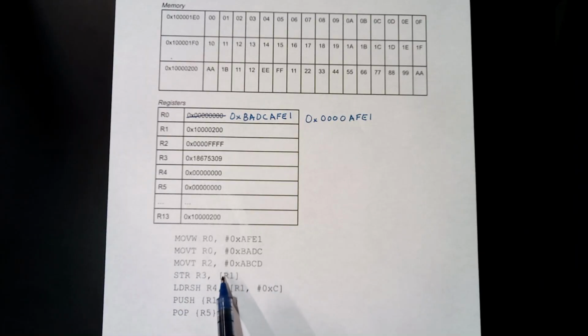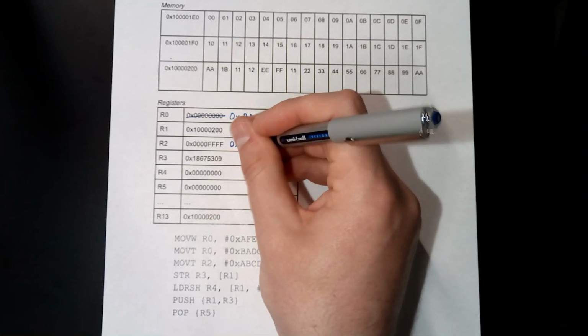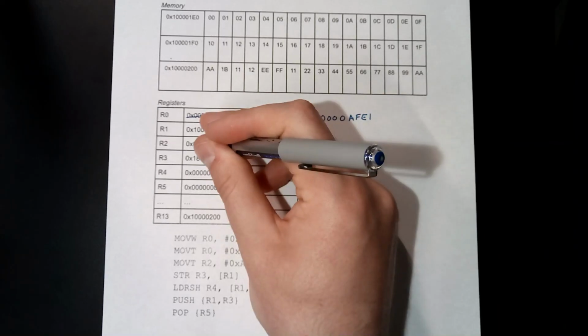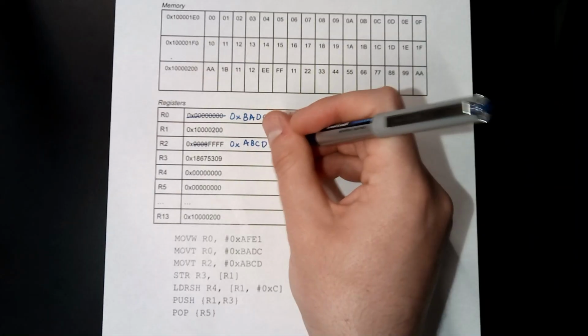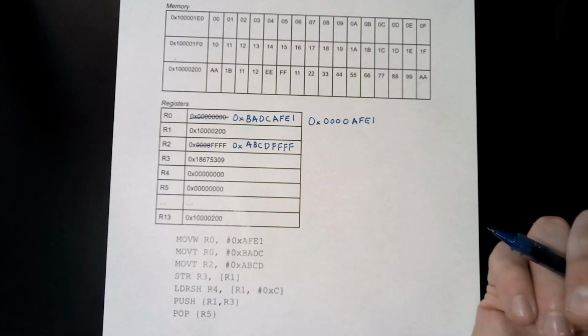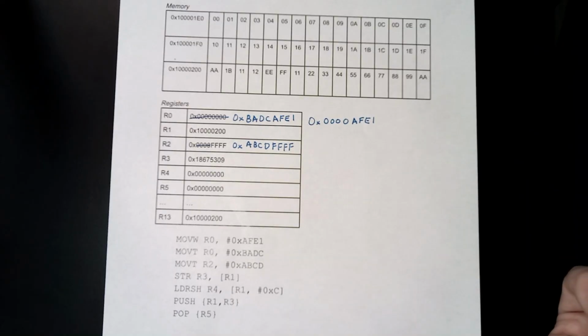So that leads us into the move T, R2, which sets ABCD. And the important thing here is we're only overwriting part of this R2 value. So ABCD is going to overwrite the leftmost bits of that. We're still going to have the FFFF there from the original value that was in R2. So that's just testing the semantics of the move T instruction.